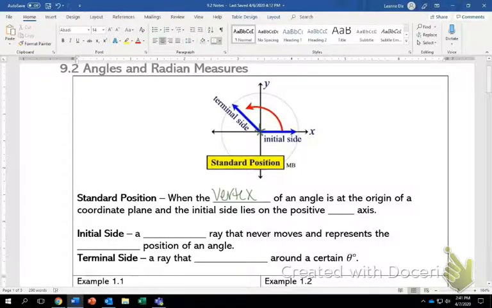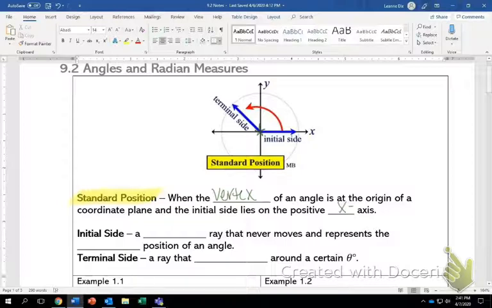So first things first, standard position is when the vertex of an angle is at the origin, right here, at the origin of a coordinate plane. And the initial side, which we'll define in a second, lies on the positive x-axis. Okay, so that is the first vocabulary word for you, standard position.